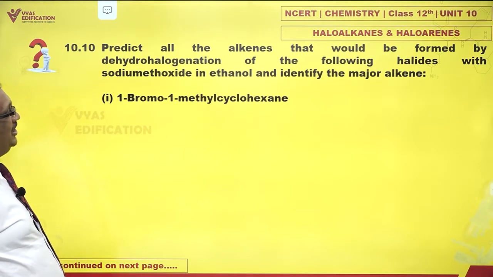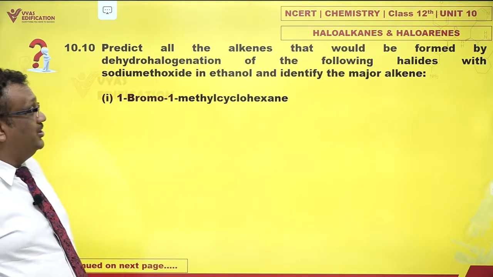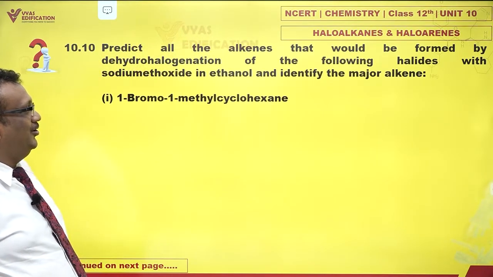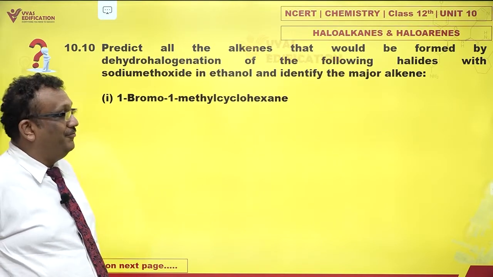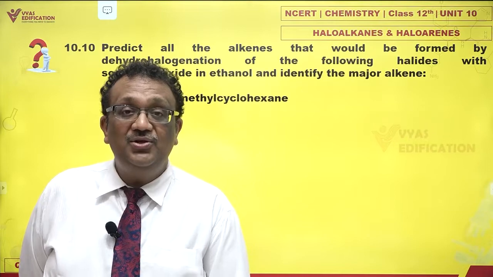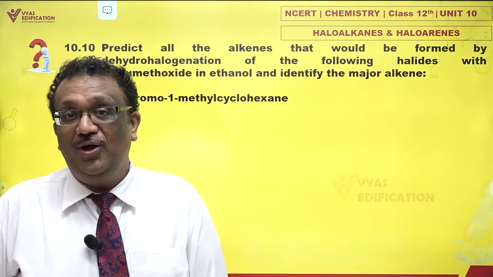Predict all the alkenes that would be formed by dehydrohalogenation of the following halides with sodium ethoxide in ethanol, and identify the major alkene. Now we are talking about an elimination reaction called dehydrohalogenation.